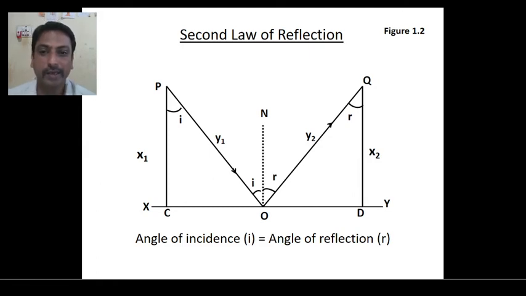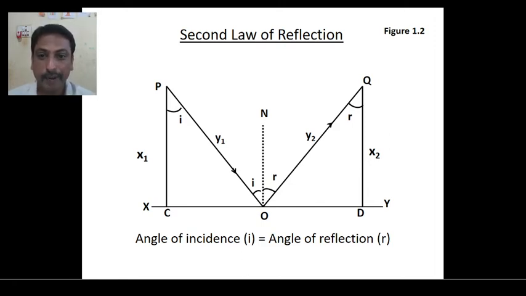In order to derive the relation, we have made certain assumptions here. I have taken PO length as y1, OQ length as y2, and I have drawn PC perpendicular to XY and QD perpendicular to XY, and the height PC is taken to be x1 and QD is taken to be x2. Now if I want to calculate the time taken by the light to travel the path POQ, it can be obtained as t is equal to (y1 plus y2) divided by c, where y1 and y2 are the optical lengths and c is the velocity of light.